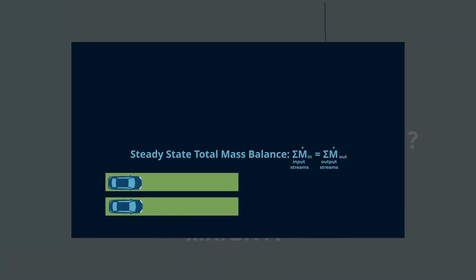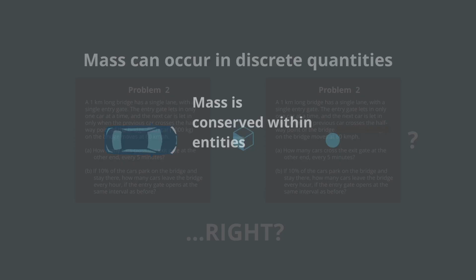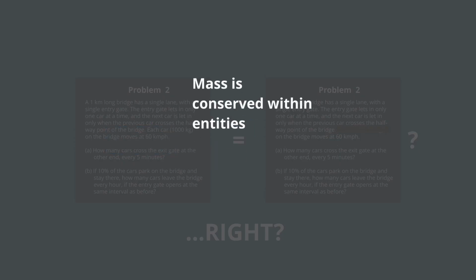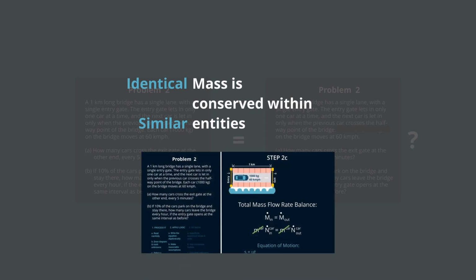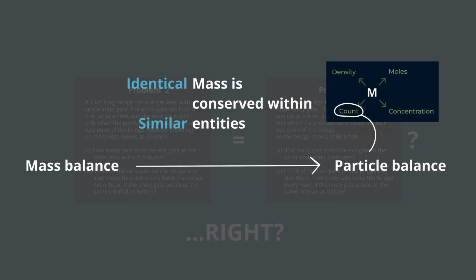We have talked about the flow of mass which occurs across a continuous space and over a continuous time, giving us a stream. But mass itself can occur in discrete quantities like a single car, an ice cube, a particle, or an atom. If the mass within the entity is conserved, that is, the entity is not losing or gaining mass, and if all the similar entities have identical mass, as we saw in this problem, the mass cancels out in the material balance equation, giving us a particle balance or a balance of the object count.